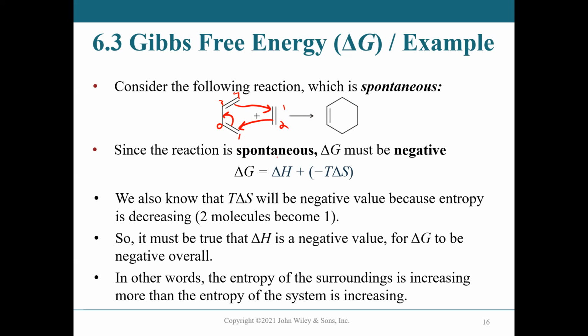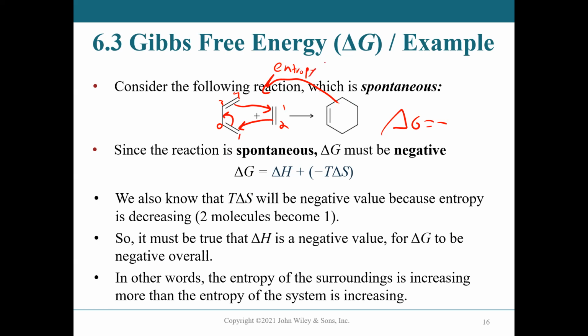Since the reaction is spontaneous, delta G must be negative. So delta G equals negative. We also know that T delta S will be a negative value because entropy is decreasing. 2 molecules becomes 1. Remember, if entropy is positive, then we're becoming more entropic, right? So if we go in this direction, then entropy is increasing.